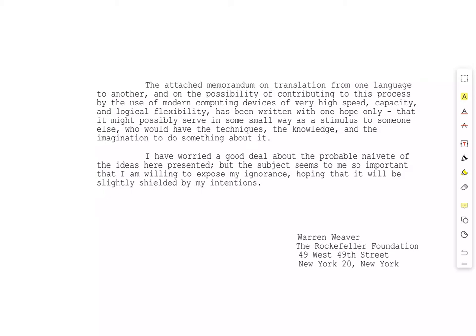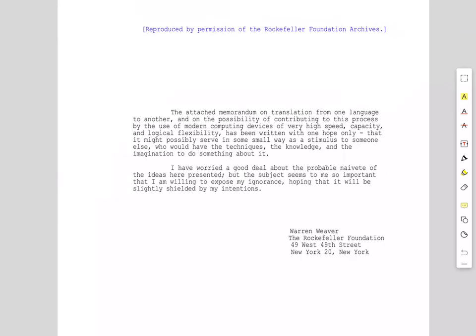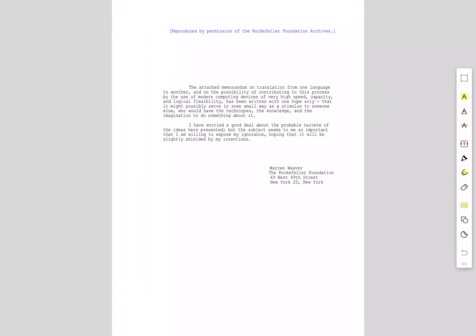Weaver writes, "The attached memorandum on translating from one language to another, on the possibility of contributing to this process by the use of modern computing devices of very high speed, etc." Weaver writes, "I've worried a good deal about the probable naivety of the ideas here presented, but the subject seems to me so important that I'm willing to expose my ignorance, hoping that it will be slightly shielded by my intentions." That is indeed how it turned out. This document can also be downloaded online if you want to follow along.